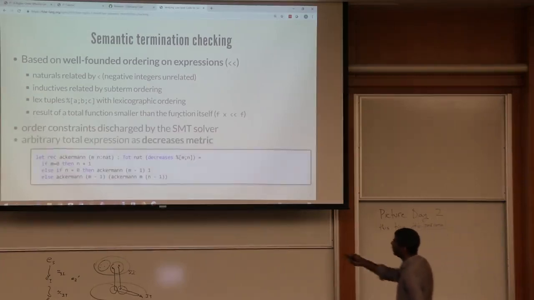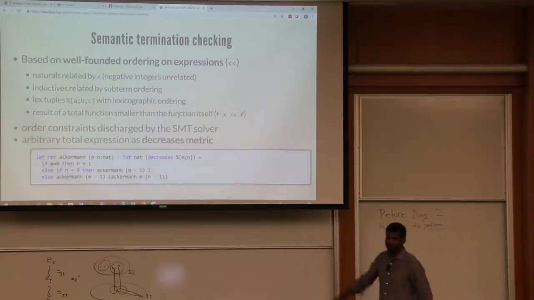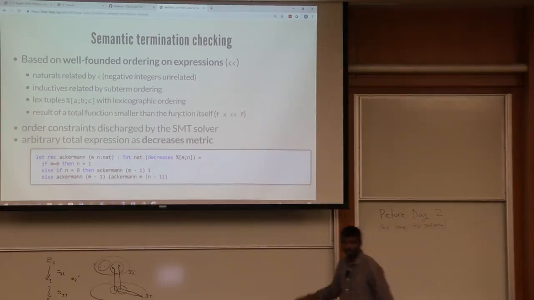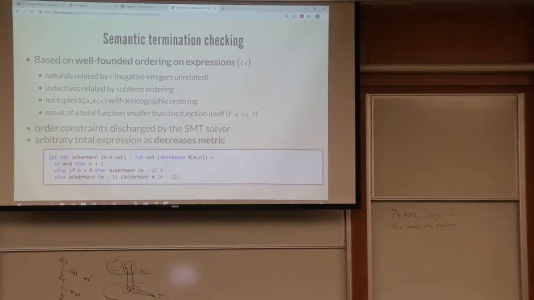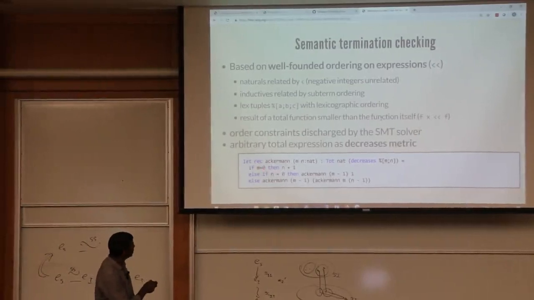To give you a sense of how lexicographic tuples work, here's the Ackermann function, which you can prove terminates. But the reason it terminates is because on every recursive call, the arguments to Ackermann decrease according to this lexicographic order. So let me try to spell that out for you. If you look at Ackermann, it takes two arguments. If you want to prove that it terminates on all branches, the first branch is easy. There's no recursive call.